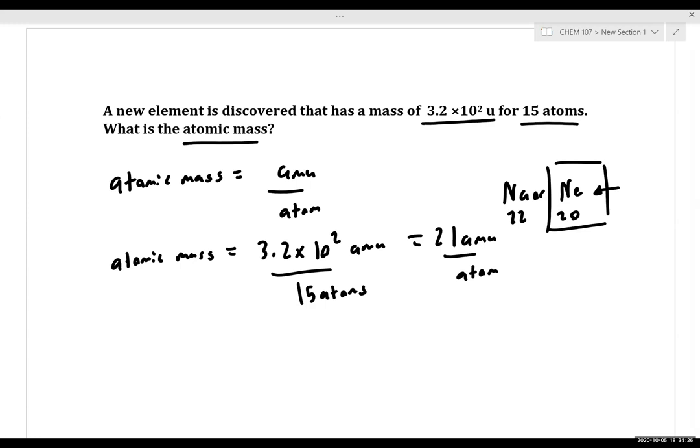So the 3.2 times 10 to the 2 U, that stands for AMU? Yep, exactly. U is just another way of writing out AMU.